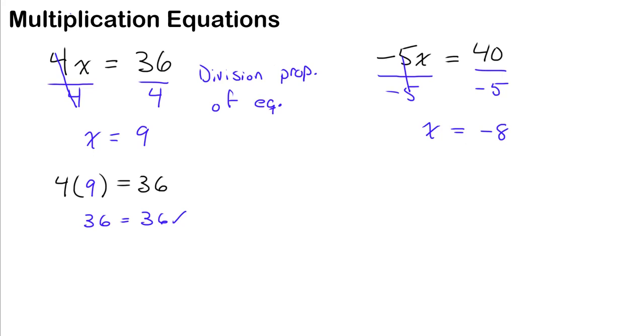And again, I can go ahead and test this out. So we have negative 5 times whatever x is equals 40. And we plug in here a negative 8. And what is negative 5 times negative 8? That is positive 40. So positive 40 equals positive 40. That is true.